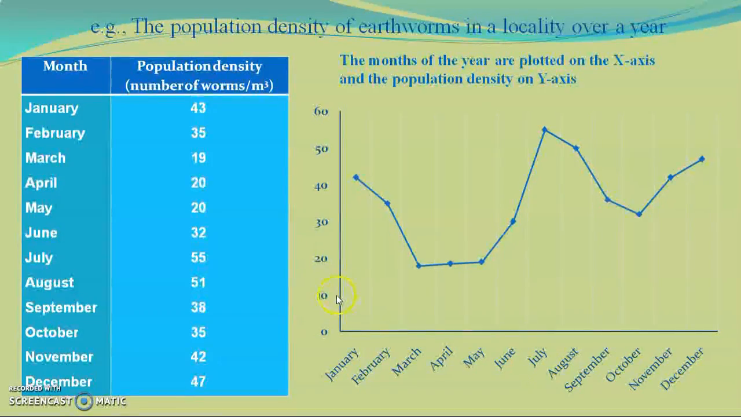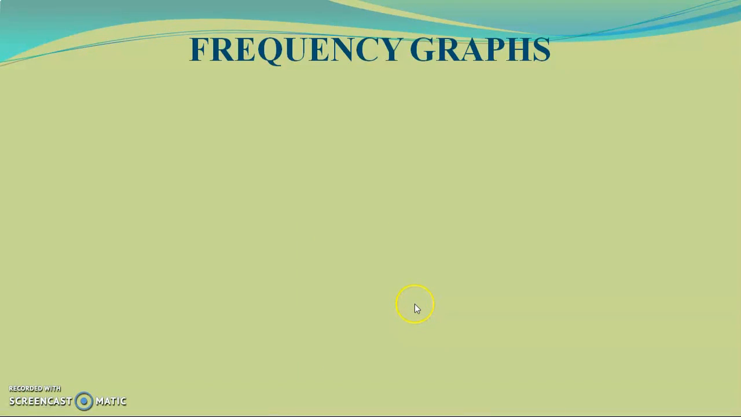But here you can see 10, 20, 30. In the January month, what was the population? 43. But in February, it varied to 35. So the population density is dependent on the month or the time period or the season. It is seasonally dependent. So this is the dependent variable and this is the independent variable. And these data are represented using dots, and two dots are connected using straight line segments.